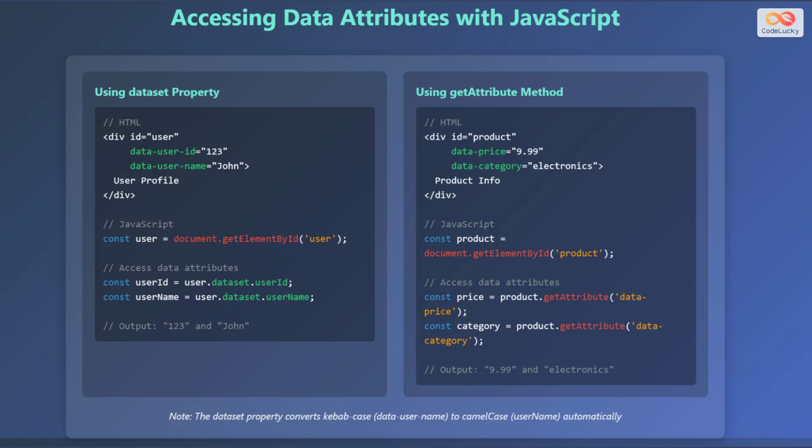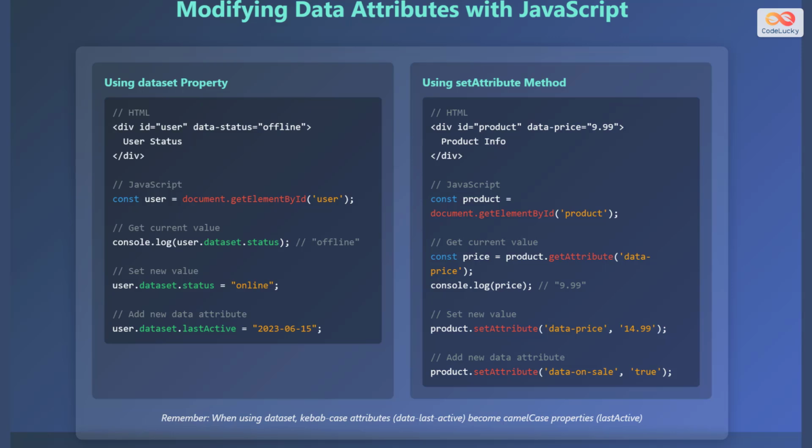The second method is using the getAttribute method. You can also use the getAttribute method to access data attributes. For example, to get the price and category of a product, you can use product.getAttribute('data-price') and product.getAttribute('data-category'). It is important to remember that the dataset property automatically converts kebab case attribute names like data-user-name to camel case property names like userName.